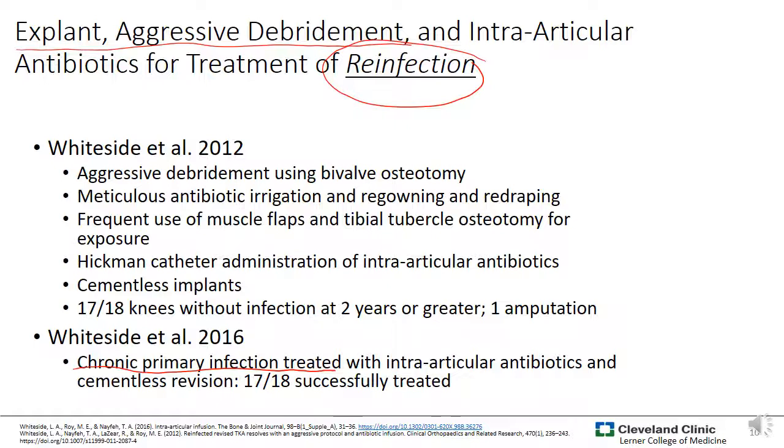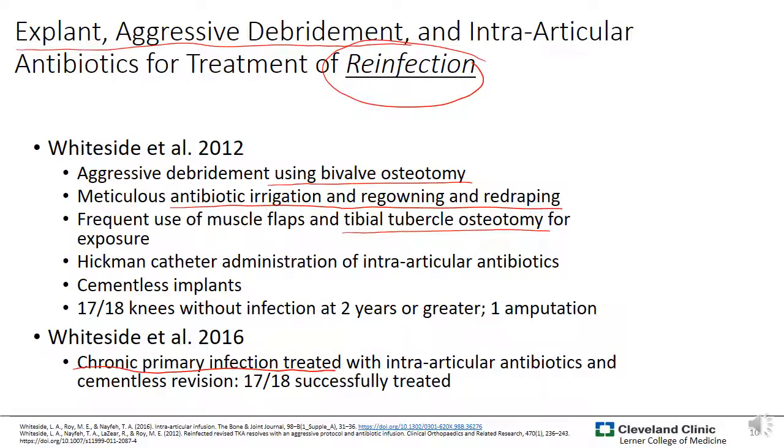So as Whiteside described it, this technique uses a very aggressive debridement, often using a bivalve osteotomy to remove the cement mantle that extends into the shaft of the femur, meticulous antibiotic irrigation, regowning, redraping, and oftentimes using muscle flaps and tibial tubercle osteotomy to increase the amount of exposure. So it's a very aggressive debridement protocol that they're using.